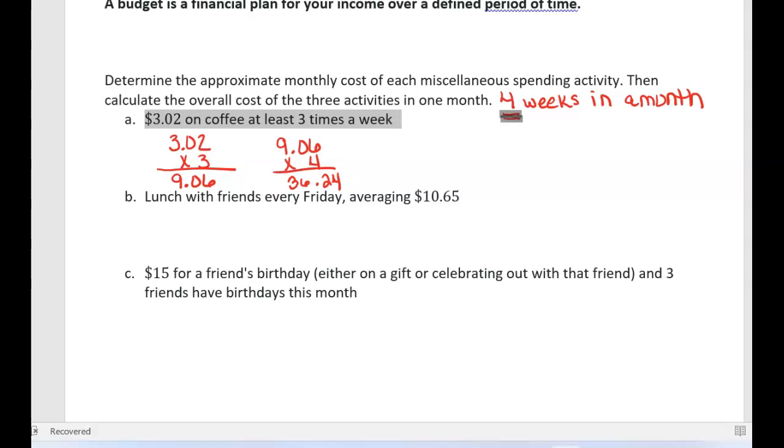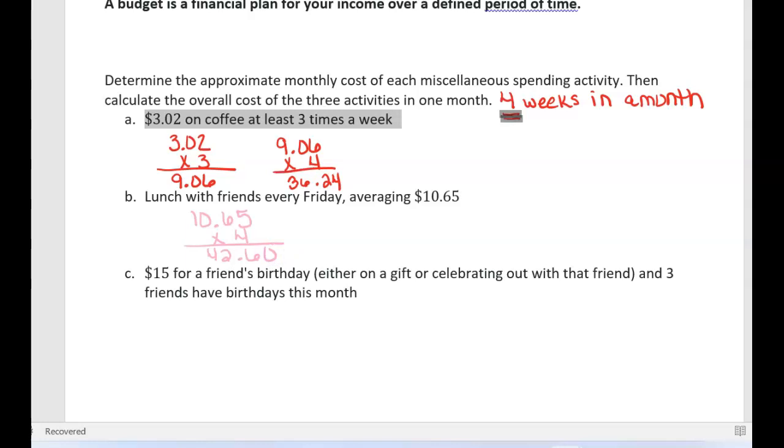Part B, what if I would like to have lunch with my friends every Friday? And every Friday, my lunch is going to cost me about $10.65. So if we're going to do that every Friday for the entire month, and we're saying there are 4 weeks in a month, that is going to cost me $42.60 to go out with my friends every Friday.